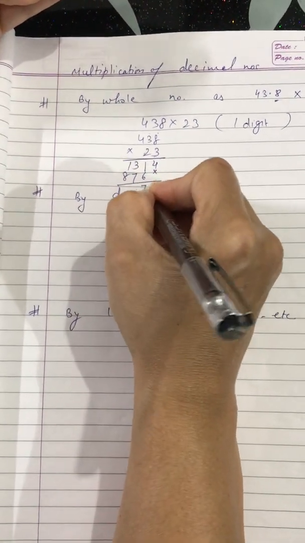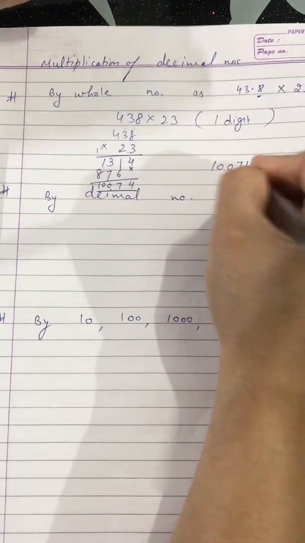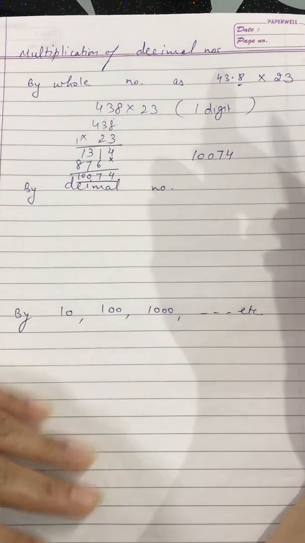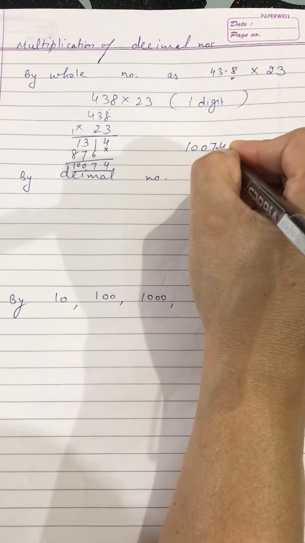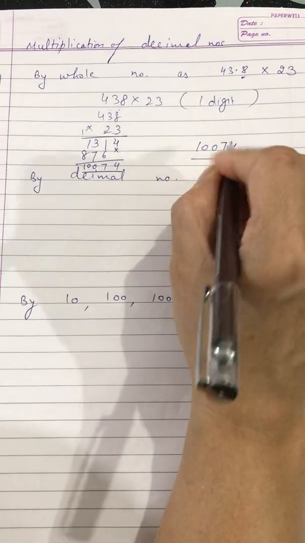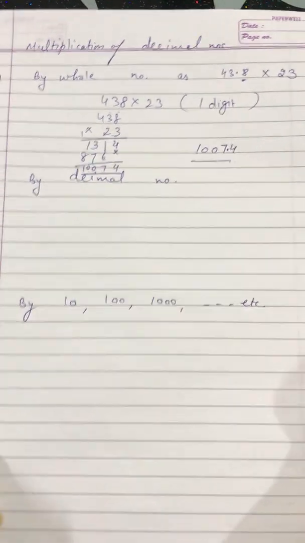Now addition. We have got 10,074. Now we have to put the decimal in the answer. There is one digit after the decimal, so in the answer of the multiplication sum also we can put the decimal before the one digit. There should be only one digit after the decimal.